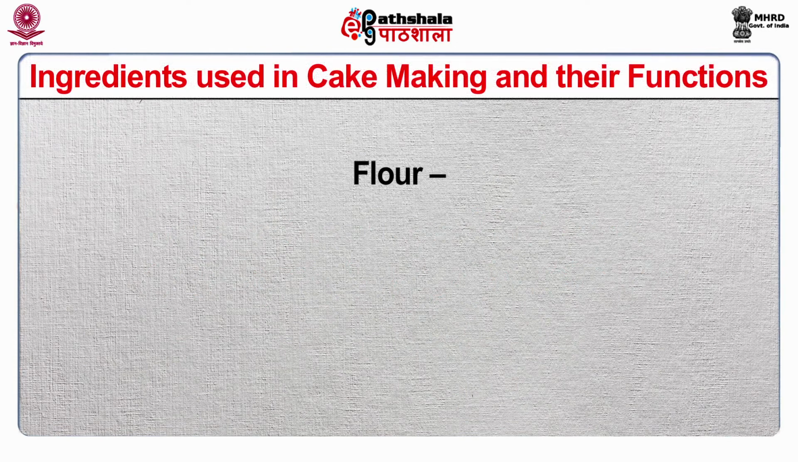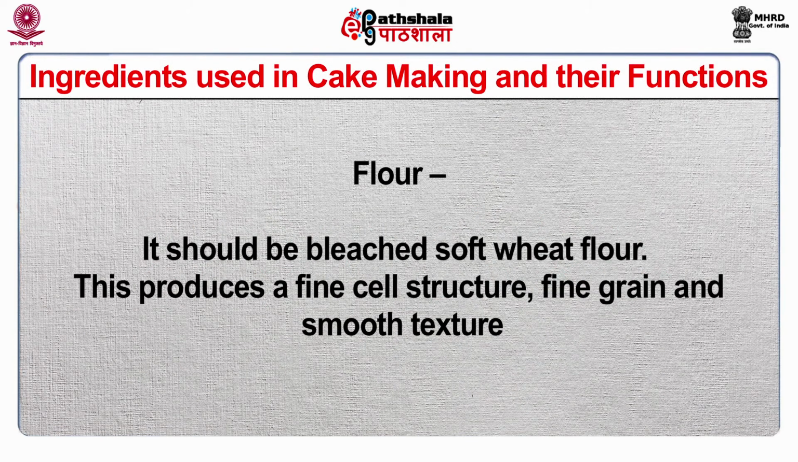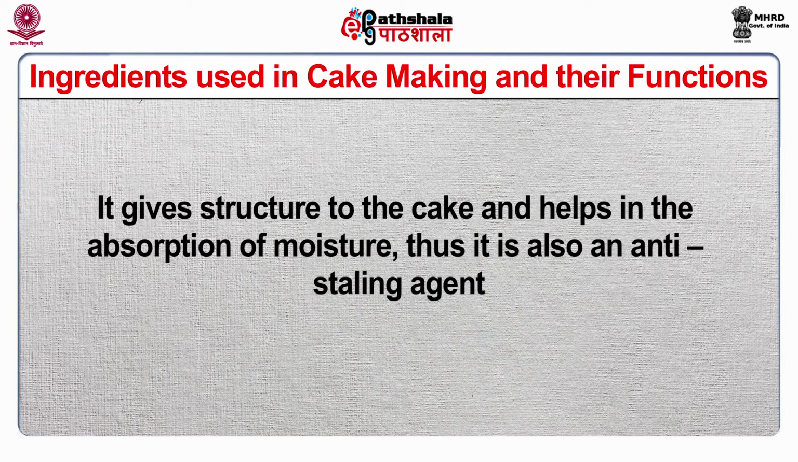The first one is flour. It should be bleached, soft wheat flour. This produces a fine cell structure, fine grain and smooth texture. It gives structure to the cake and helps in the absorption of moisture. Thus, it is also an anti-staling agent.